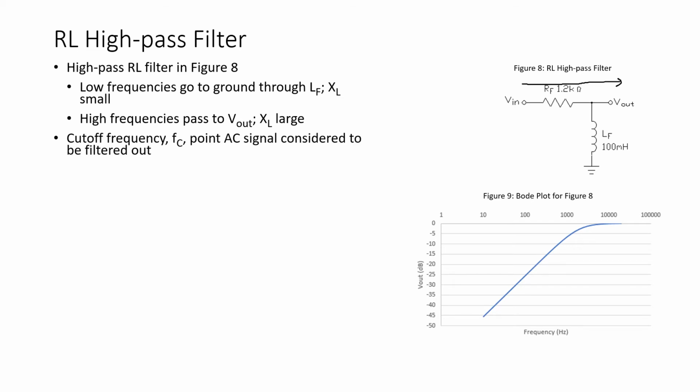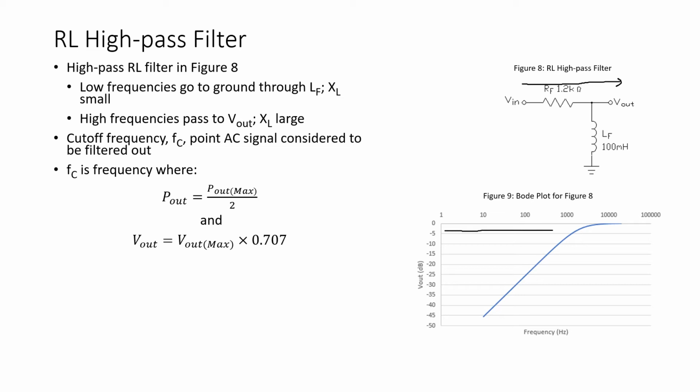As with all of our filter circuits, the cutoff frequency is the point where the signal is considered to be filtered out. This is the half power point, the point where the output voltage drops to 70.7% of its maximum. This is also the negative 3 dB point. So for this filter circuit, the cutoff frequency, the negative 3 dB point, is right here. Again, it's approximately 2 kHz.